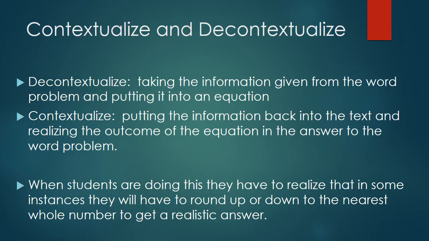Okay, so now we're going to talk about contextualizing and decontextualizing a problem. Decontextualizing is when you take the information that you've gotten from a word problem and correctly put it into an equation, which would be you want to add when it says how many do they have together and not subtract. You have to make sure that you have the right equation for the information. And then contextualizing is taking this equation and putting it back into your word problem and noticing that your answer is from your equation.